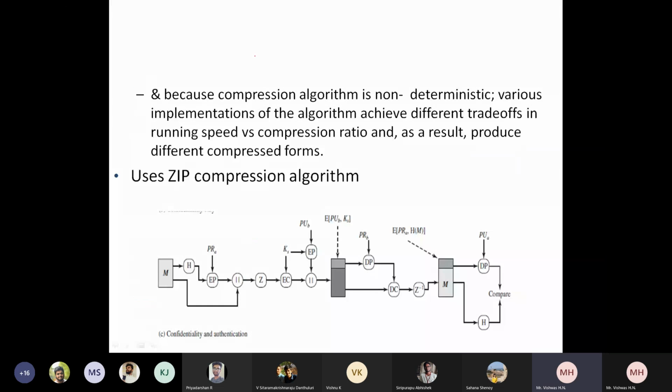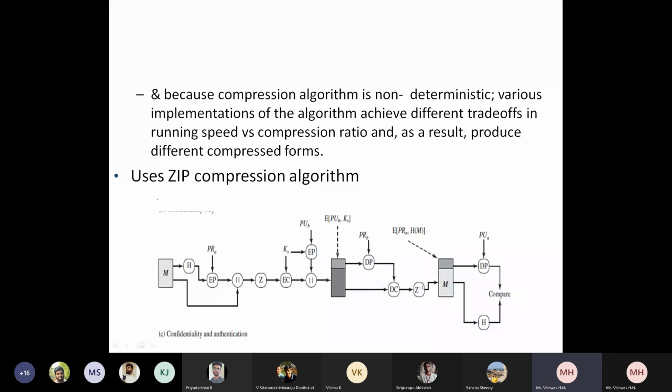Because the compression algorithm is non-deterministic, various implementations achieve different trade-offs in running speed versus compression ratio, and as a result produce different compressed forms. So in that case it is quite difficult to verify. And the next thing is which compression algorithm PGP is using. PGP uses the zip compression algorithm. We are not going to see how exactly zip works, as that's not in your syllabus. We just have to know what algorithm is used, why compression is done, and at what time it is done. That is more important for us.